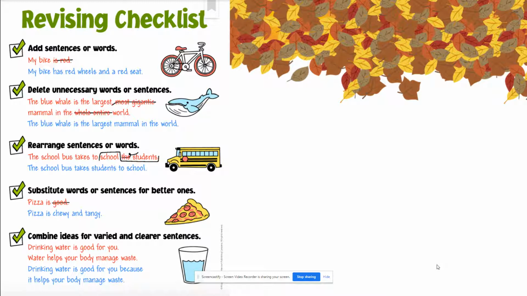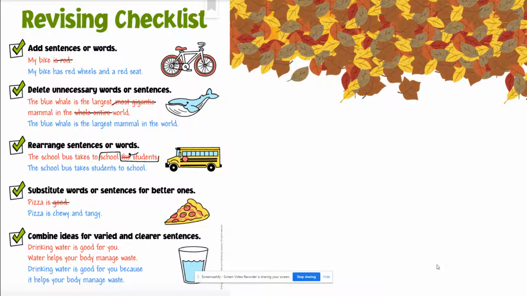We can rearrange sentences or words as writers. So instead of writing, "The school bus takes to school the students," we would change the order of the words or rearrange the words by saying that the school bus takes students to school. You can also use your revising checklist to remember to substitute words or sentences for better ones. Instead of saying "pizza is good," you can use a more vibrant word or more vibrant words such as "pizza is chewy and tangy." That really gives you a visual or a feeling about that pizza, instead of just writing a boring word like "good."